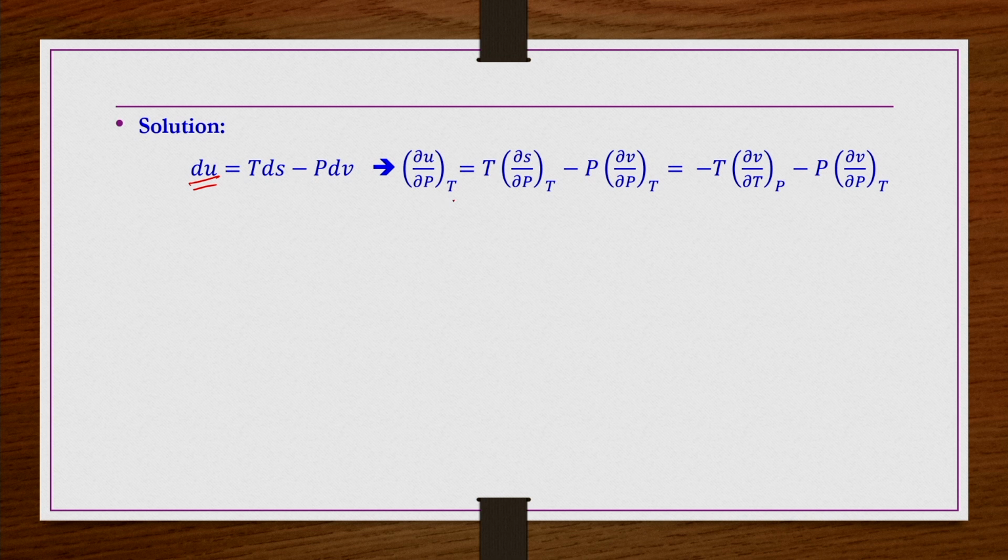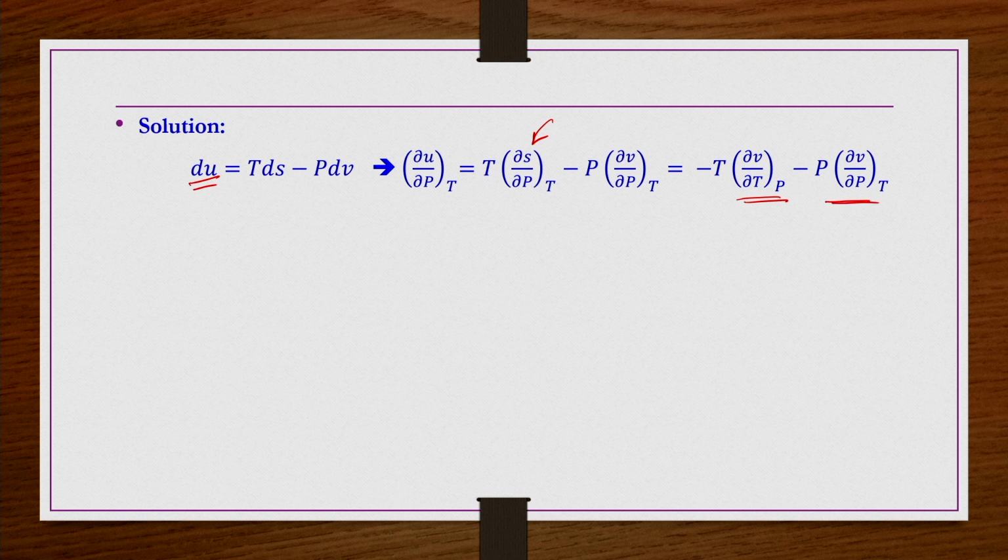So, from this equation, at constant temperature, ∂U/∂P, if you do at constant temperature, you can have T (∂S/∂P)_T minus P (∂V/∂P)_T. S we do not know, but ∂S/∂P at constant temperature is nothing but minus ∂V/∂T at constant pressure from the Maxwell relation, right. This is coming from the Maxwell relation, and then this term is already there.